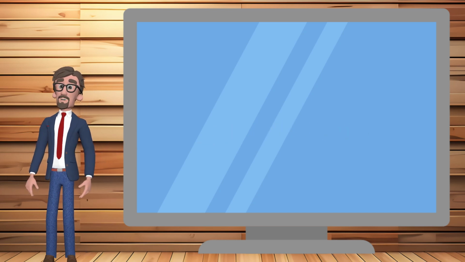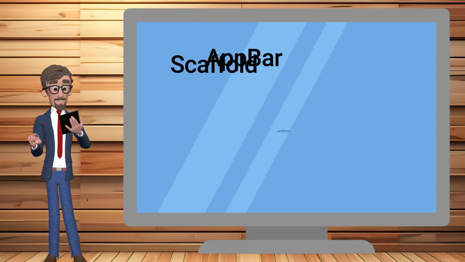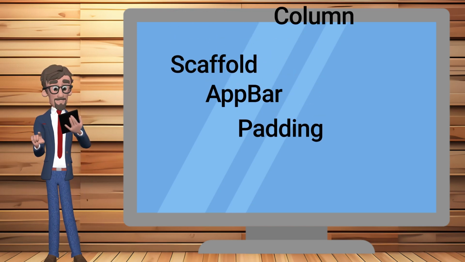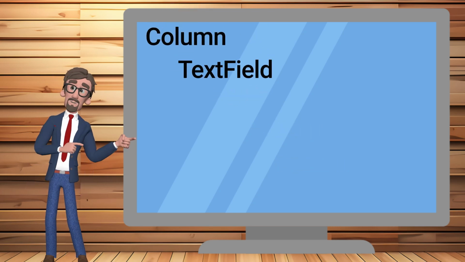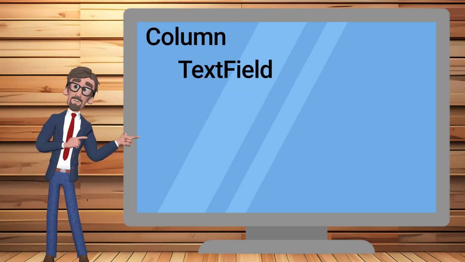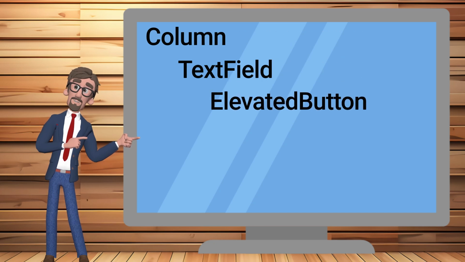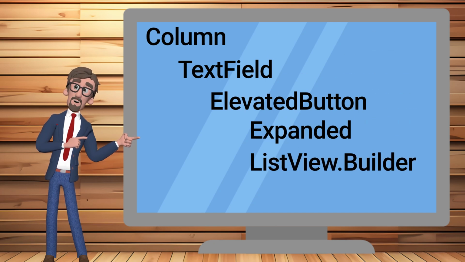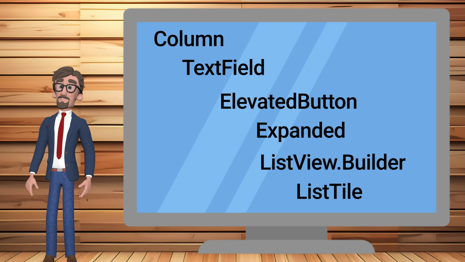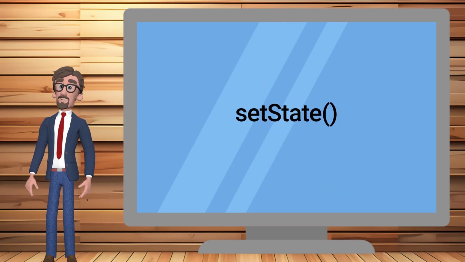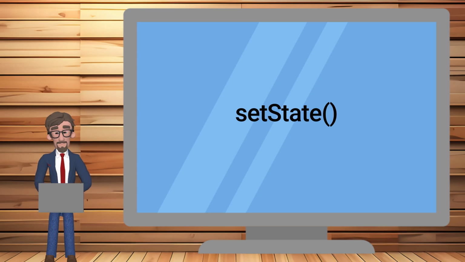Our user interface will consist of a scaffold, an AppBar, and some padding with a column as the child. The column will have widgets as children. In the column, we have the text field for user UART data input. The ElevatedButton is our send to UART button. The expanded widget allows its child, the ListView, to fill the available space allowed by the column. The ListTile shows the incoming UART data in a list format. To handle state management, we'll use the setState method. This will be used to update the UI when new data is received.